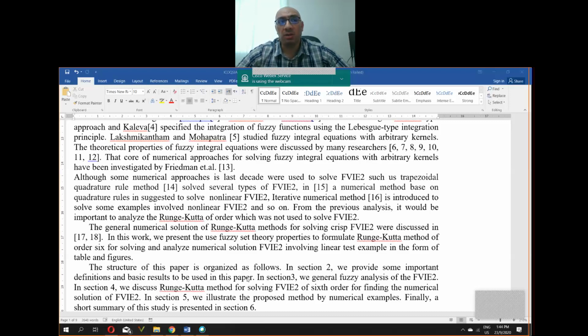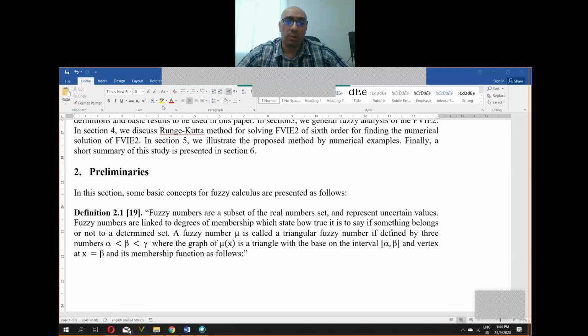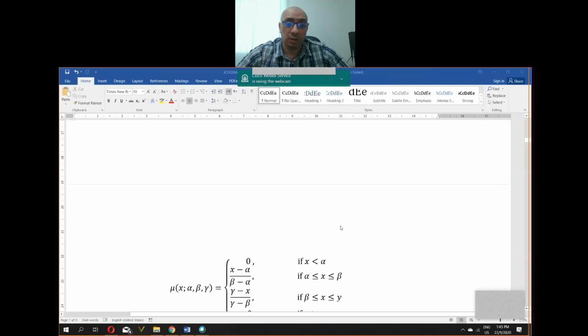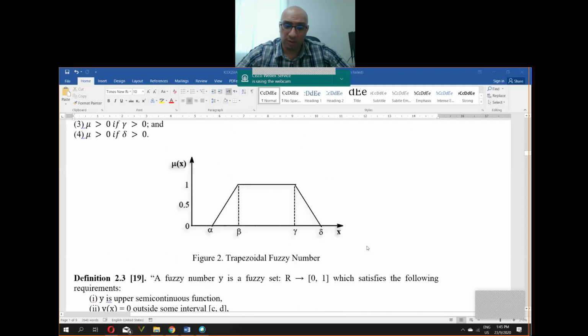unless we modify the sixth order Runge-Kutta method from the crisp case to the fuzzy case by using the properties of fuzzy set theory, such as fuzzy number, fuzzy function, fuzzy extension principle, and so on. In the second section of this paper, we present some basic concepts and definitions of fuzzy set theory that will be very useful to modify and implement our method for solving Volterra integral equation, such as triangular fuzzy number and also trapezoidal fuzzy number.